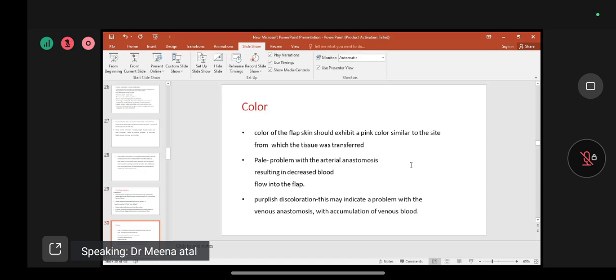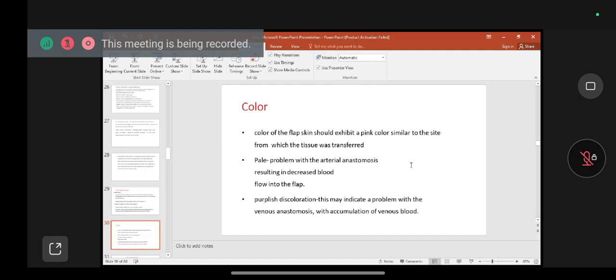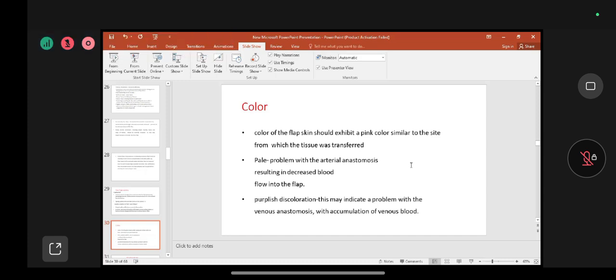Color of the flap. The color of the flap skin should exhibit a pink color similar to normal tissue. If the color is pale, there is a problem with the arterial anastomosis resulting in decreased blood flow into the flap. If the color is purplish, this may indicate a problem with the venous anastomosis and accumulation of venous blood.